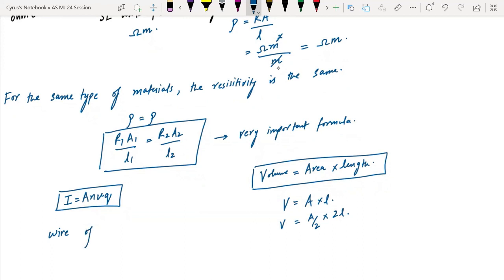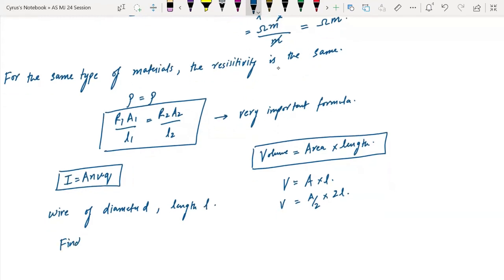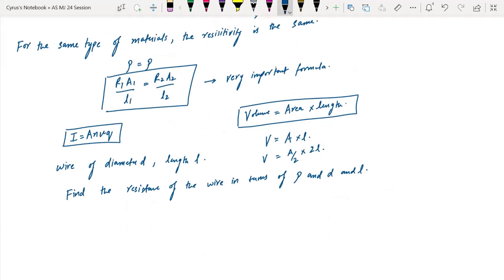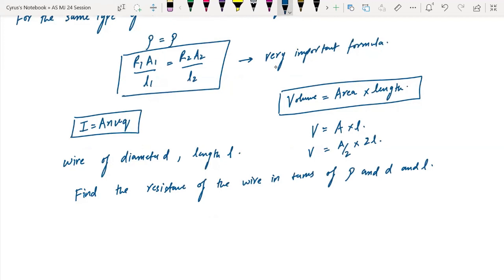If you have a wire of diameter d, the length is L. The question is find the resistance of the wire in terms of rho, d and length L. तो क्या expression किस तरह से निकालेंगे जी everyone? In terms of rho, d and L, you have the formula. It's a circular cross sectional area.